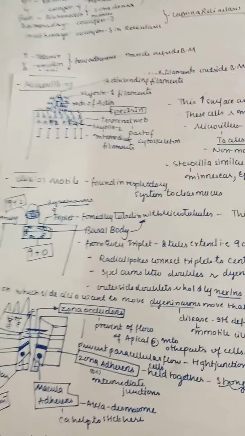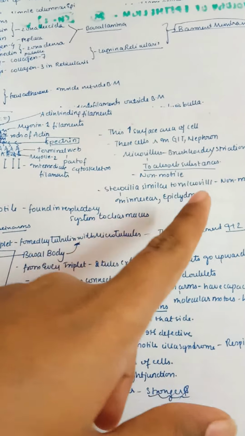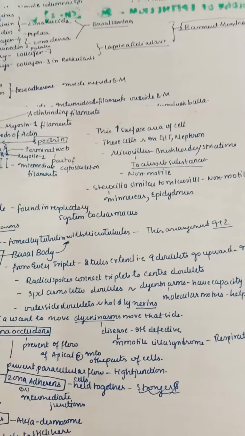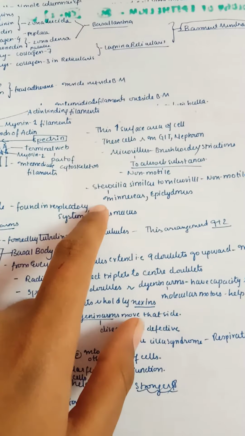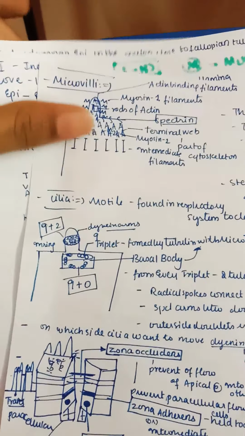So remember, microvilli are mainly non-motile, they do not move, and the stereocilia are similar to microvilli, also non-motile, and very long. The only difference is that they are long. You can find stereocilia mainly in the inner ear and also in the epididymis of a male. So you can understand the microvilli structure. So once again let us revise.